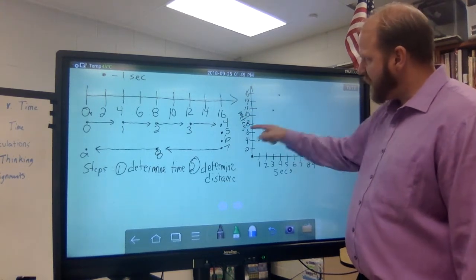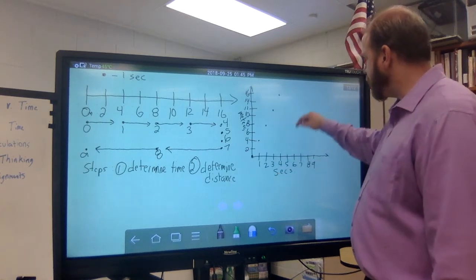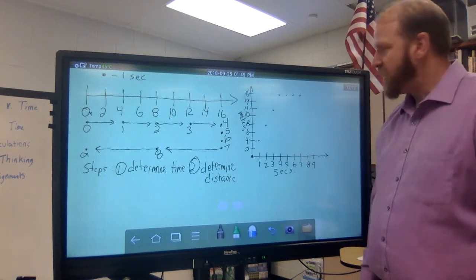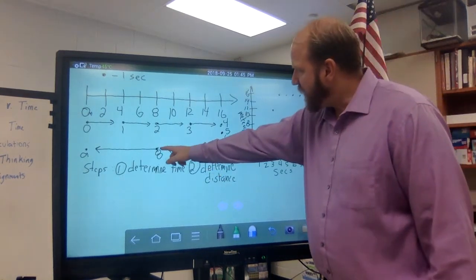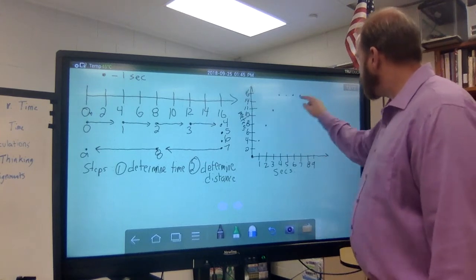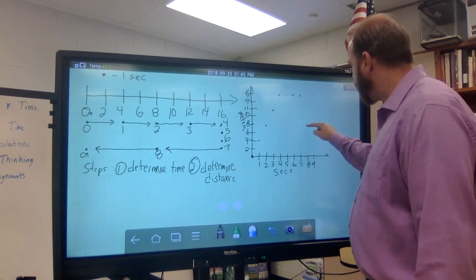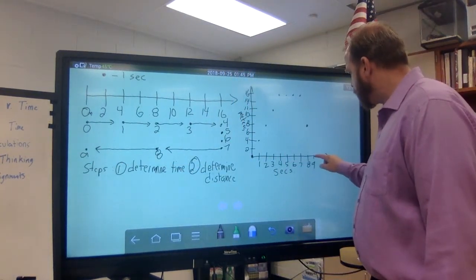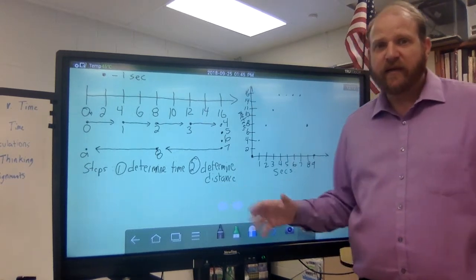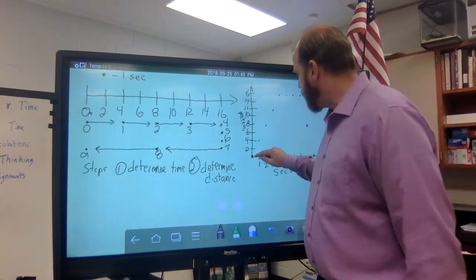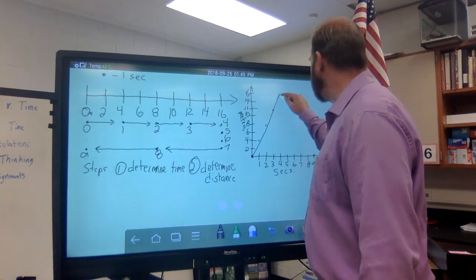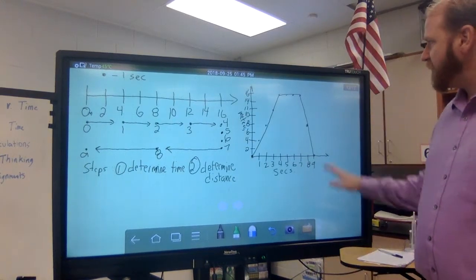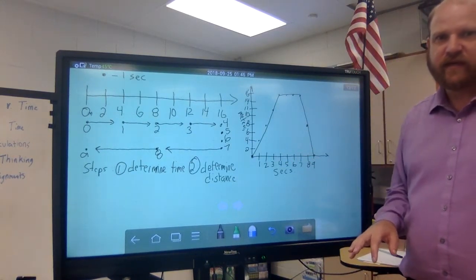And then I remain at 16 for 5, 6, and 7. So here's 5, 6, and 7. I've got 2 more points to plot. My 8th one goes back to 8. So I go 8 and 8. And then my 9th second is at 0. Now I have plotted my position versus time graph. I'm going to connect these dots. And there we go. Now by looking at this position versus time graph, there's several things that I know.